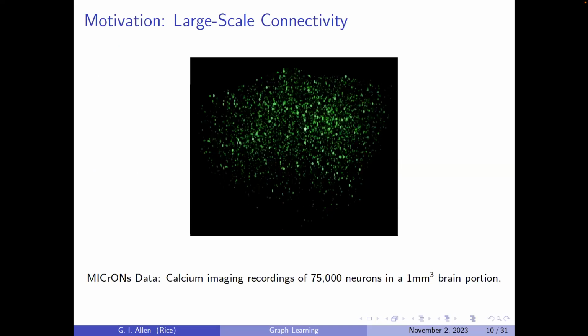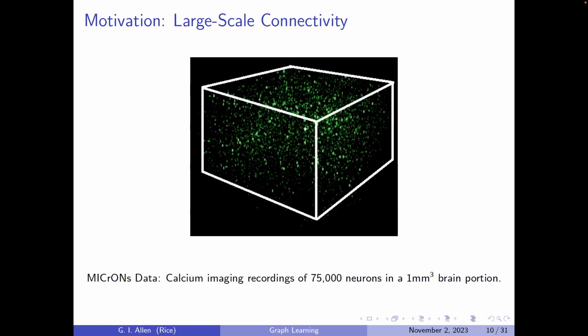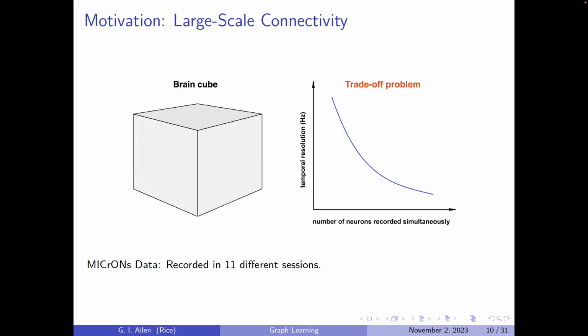So again, the microns data has calcium imaging data, 75,000 neurons, millimeter portion cubed of the brain. And here's our little brain cube that we have. But there's a problem. There's absolutely no way from the physics of the technology of 2-photon calcium imaging to image 75,000 neurons at once. So there's two issues.